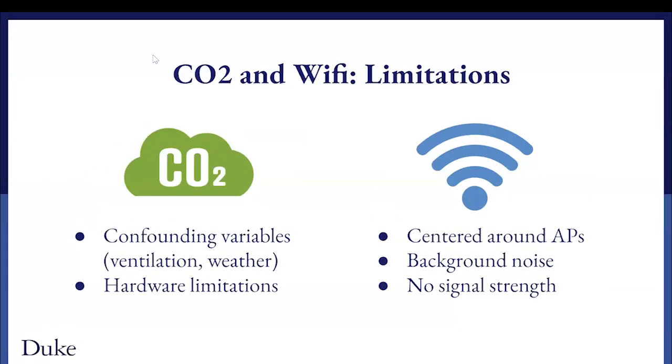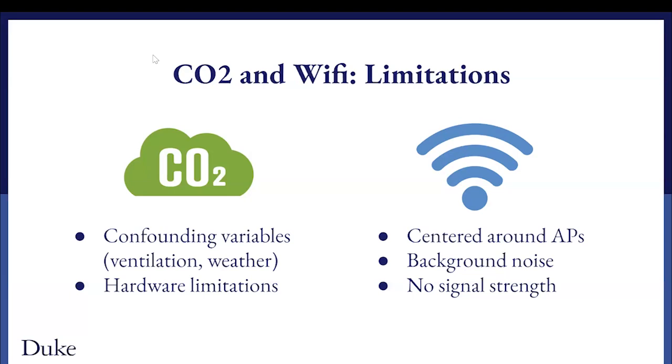So if we're only using CO2 and Wi-Fi data, we've seen some limitations. As for CO2, there are a few confounding variables. Ventilation indoors might be inconsistent throughout the day, and outdoor weather conditions could also cause fluctuating CO2 levels. But the most important limitation was our hardware limitations. Unfortunately, we only had 2 Raspberry Pis to use, so it made it hard to do really large-scale, large room CO2 analysis.